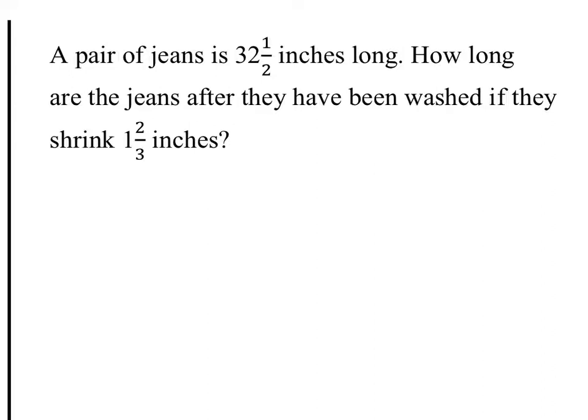A pair of jeans is 32.5 inches long. How long are the jeans after they have been washed if they shrink 1 2/3 inches? Now shrinking on this one indicates that we're gonna start with the original length of the jeans, 32.5, right? Shrinkage would indicate subtraction, and how much are we subtracting? Well, 1 2/3 inches. Both these are the same units, so we're not worried about conversions, and we shouldn't have to right now in this specific class.